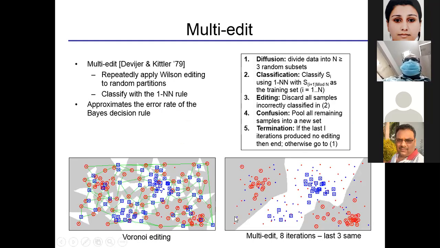And this is also multi-editing, which we'll talk about. First we'll draw the Voronoi diagram, which converts the data into cells, and in multi-editing they make small clusters of these data points. And here you can see a different kind of decision boundary with the available data. It's a multi-edit of 8 iterations, where the last 3 are the same. After the 8 iterations, you come to this point. So these are the editing techniques where you are not performing condensing of the data to generate the decision boundary. Here you're performing the editing, multi-edit or Wilson editing.